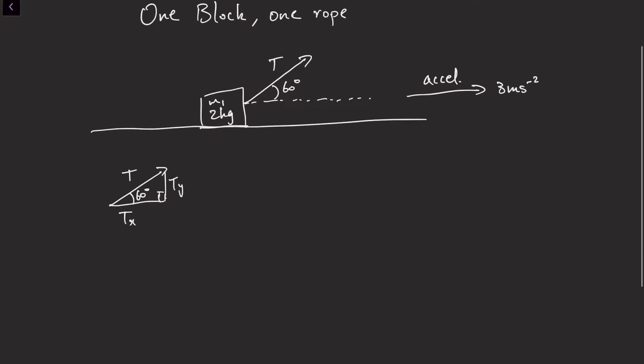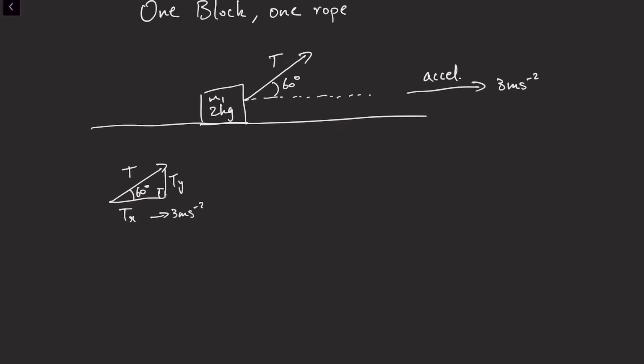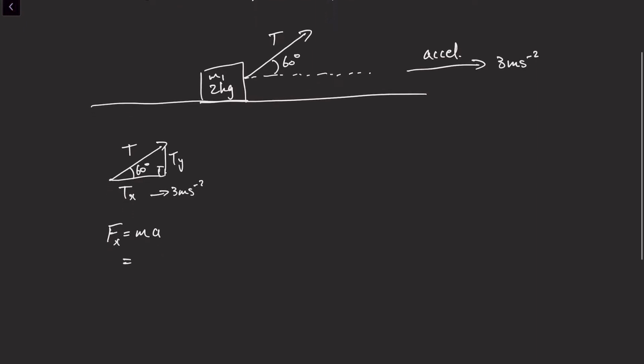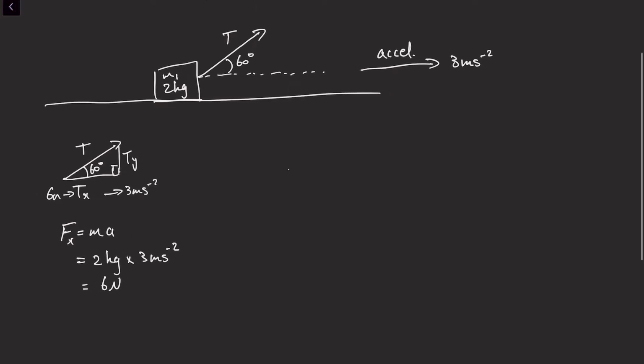Now, we are given the acceleration in the X direction. So we already have this, 3 meters per second squared is the acceleration that it's experiencing. So now we can use Newton's second law, F equals ma, for the horizontal direction. So we'll say F of x. We know what m is, it's 2 kilograms, and we know what the acceleration is, which is 3. So together we get 6 newtons of force going to the right.